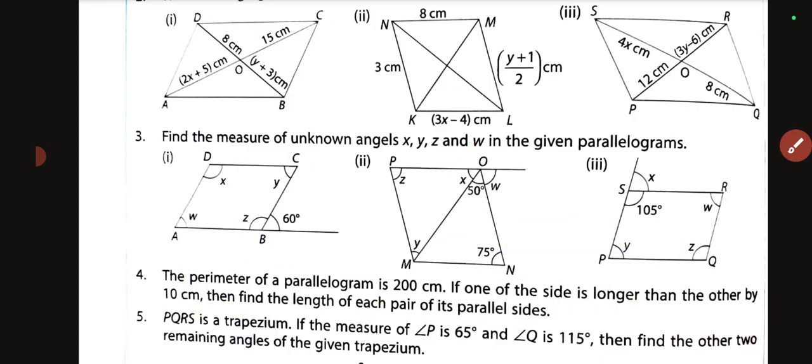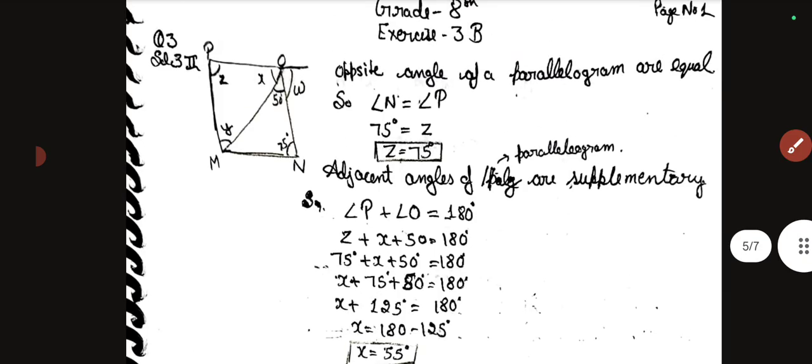So the solution of question number 3 second part is here. For example, this diagram is given. First step is the opposite angles are equal, so angle N is equal to angle P. Why? Because opposite angles of parallelogram are equal, so value of z is equal to 75. Now value of P is 75. Now we find the value of x.